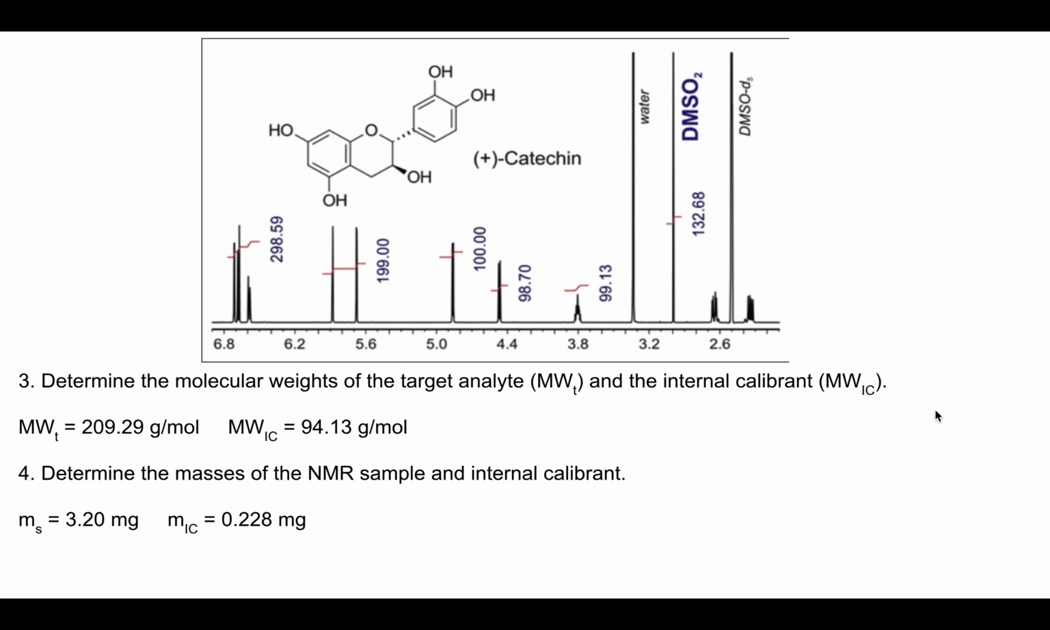So step number 4 says to determine the masses of the NMR sample and internal calibrant. So the mass of the NMR sample, so this is the sample that gets put into the NMR probe, we are given that that value in this scenario is 3.20 milligrams. And the mass of the internal calibrant, so it's pretty much like the mass of the solvent used to dissolve your sample, but we're also given that it is 0.228 milligrams.